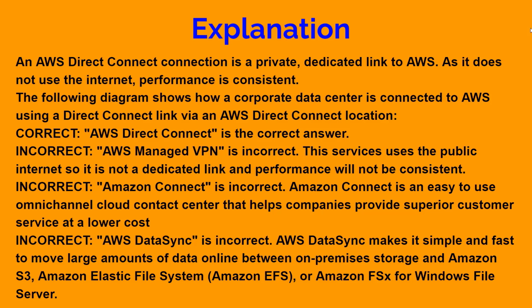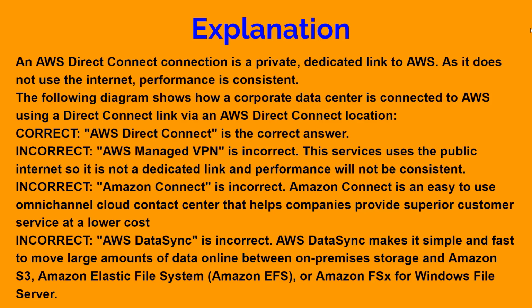Explanation. An AWS Direct Connect connection is a private, dedicated link to AWS. As it does not use the internet, performance is consistent. The following diagram shows how a corporate data center is connected to AWS using a Direct Connect link via an AWS Direct Connect location. Correct. AWS Direct Connect is the correct answer.